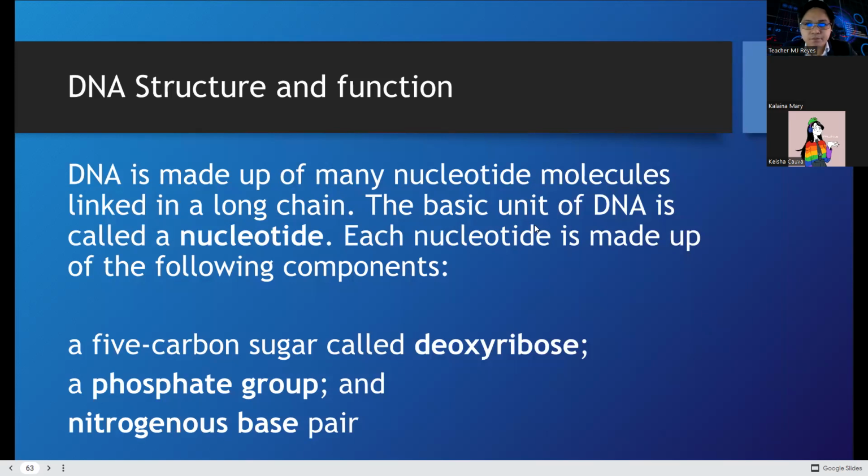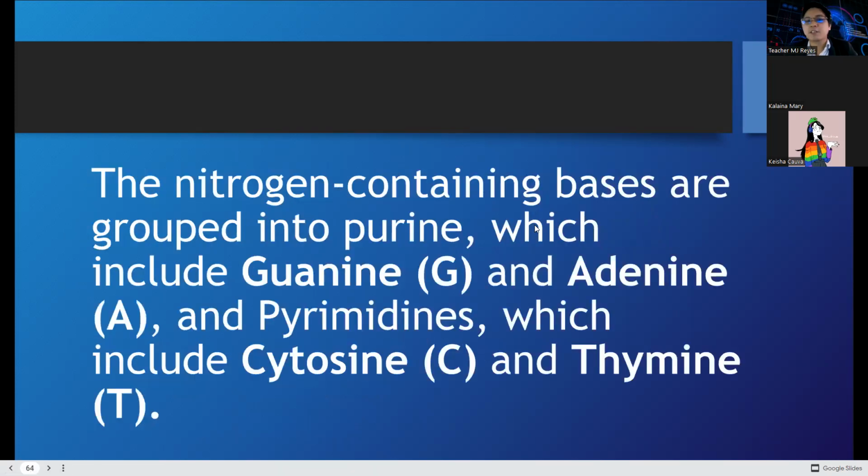A phosphate group, which is located in the backbone of the DNA, and the nitrogenous bases. These are adenine, thymine, guanine, and cytosine. The nitrogen-containing bases are grouped into purines, which include guanine and adenine, or A and G, and the pyrimidines, which include cytosine and thymine.